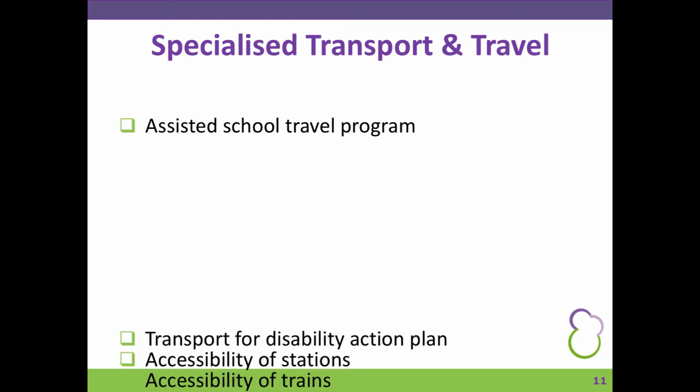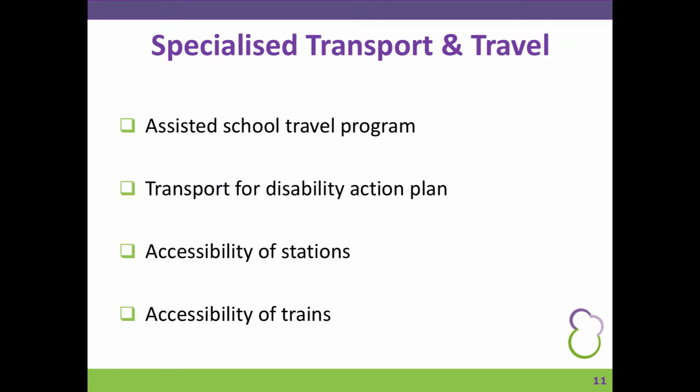Another program is the Transport for Disability Action Plan. The Disability Action Plan contains an action plan that intends to improve facilities and features of transportation for people with disabilities. It includes, but is not limited to, the accessibility of stations. This includes easy access for wheelchairs, electronic indicators and tactile indicators for people that have visual impairments, audio and visual information rather than just visual information or rather than just audio information.